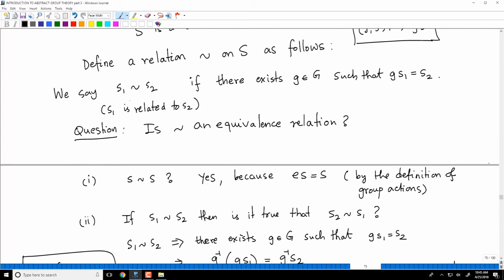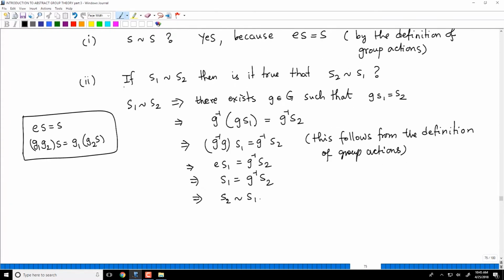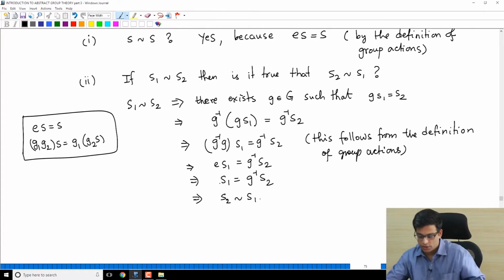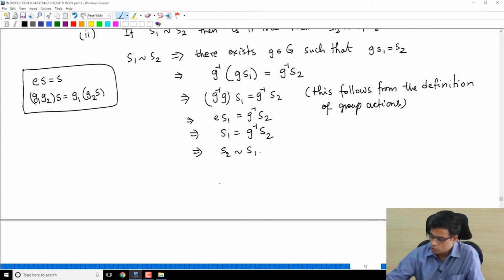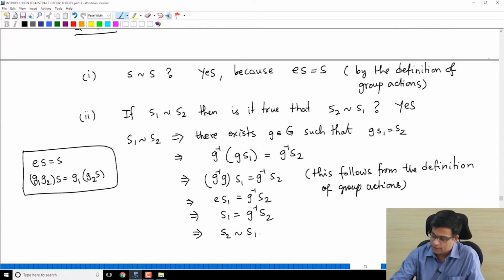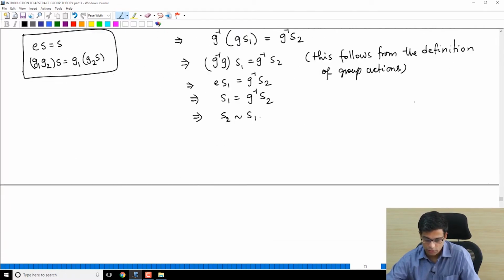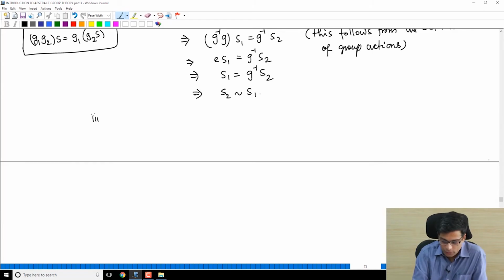Remember, we say that s1 is related to s2, the first one is related to the second one, if a group element takes the first one to the second one. Here s2 is taken by g inverse to s1, so s2 is related to s1. So the question has an affirmative answer. If s1 is related to s2, then s2 is also related to s1. This is the symmetry. Finally, we want to check transitivity of the group action.